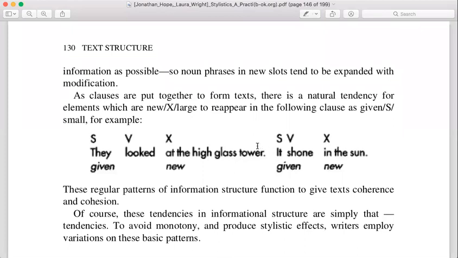Now this glass tower becomes given in the very next sentence. It shone in the sun. Now it becomes the given because it refers to the glass tower. Where did it shine? It shone in the sun. So this is an elaboration of what it did, or how it looked, or what it did. Okay, so this is the new information related to the glass tower, but it refers to the glass tower, so this is the given information.